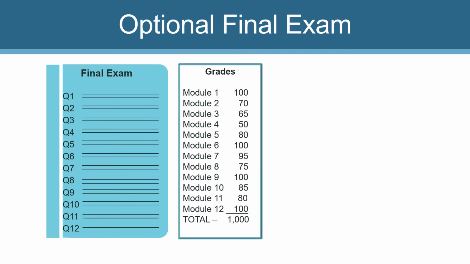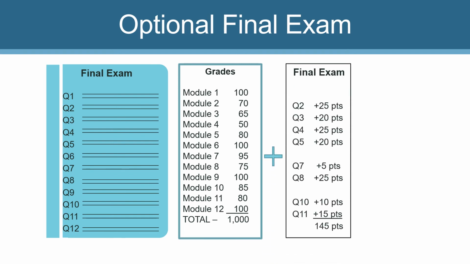In other words, if you missed points in modules 2, 3, 4, 5, 7, 8, 10, and 11, as in this example, you can answer the questions associated with each of those modules to add up to 25 points for each module score. If you've made your target grade at the end of the 6 weeks, you do not have to take the final exam.